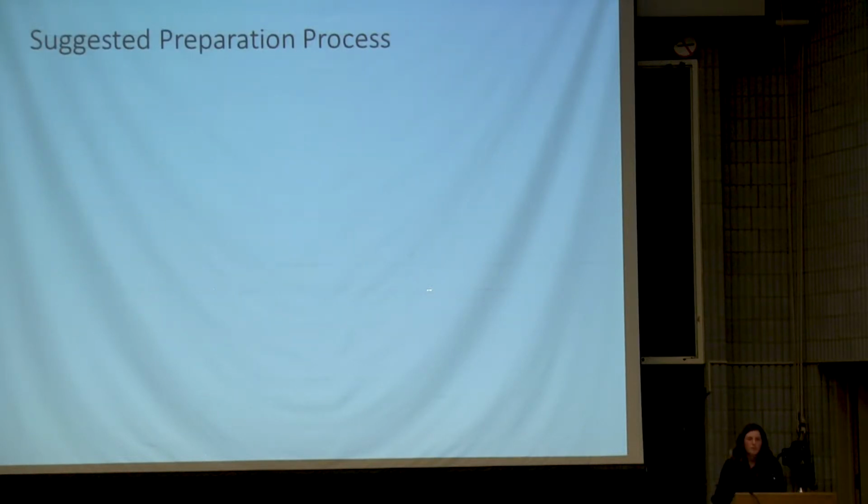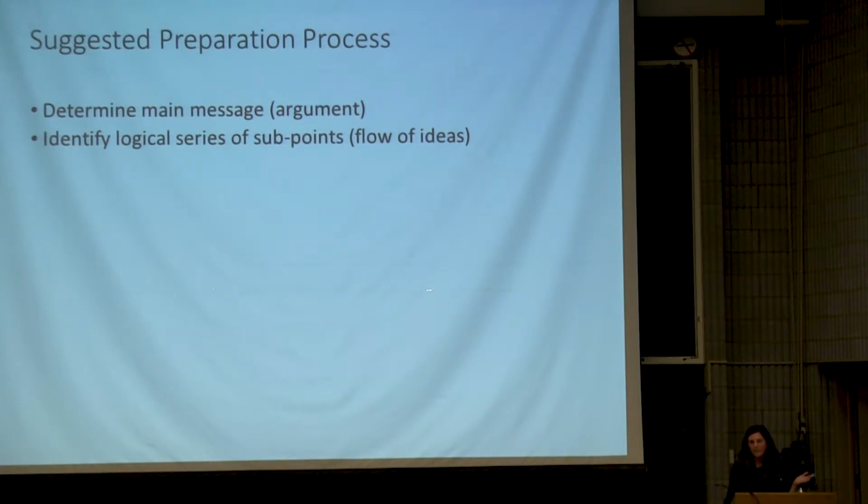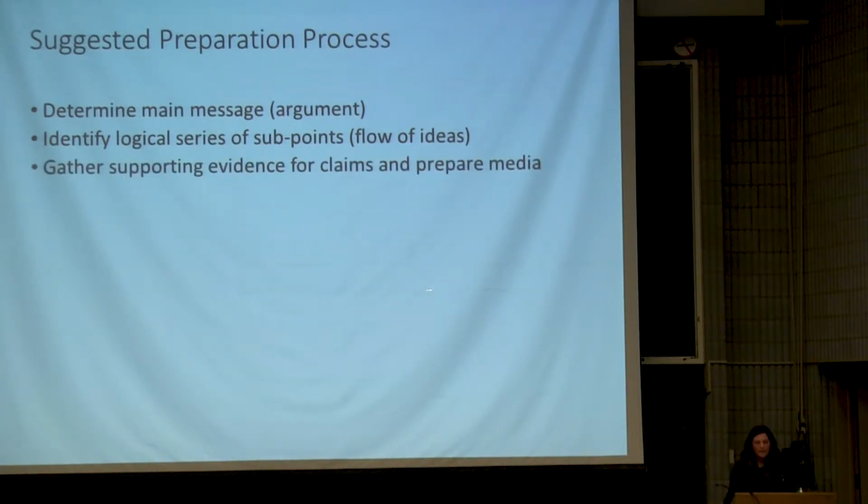So here's the preparation process I suggest. Obviously, if you can think of something better, do it. This is just a recommendation. Like any template, it's not always the most appropriate thing for you, so think about that. I would start by first determining what I want my main message to be for this design review. Then I'd build in the sub-points or the flow of ideas that make that argument. I'd start gathering supporting evidence for the claims that I'm making in these sub-points, and I'd prepare any visual media that is part of that support.